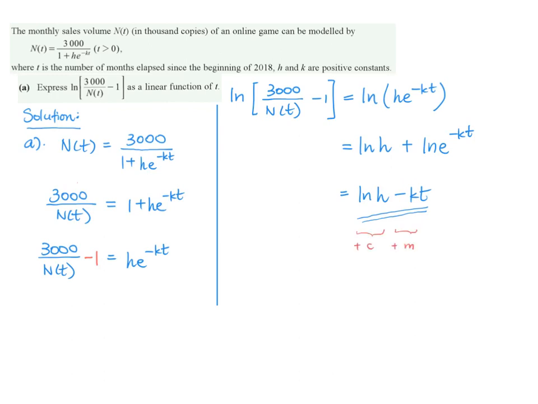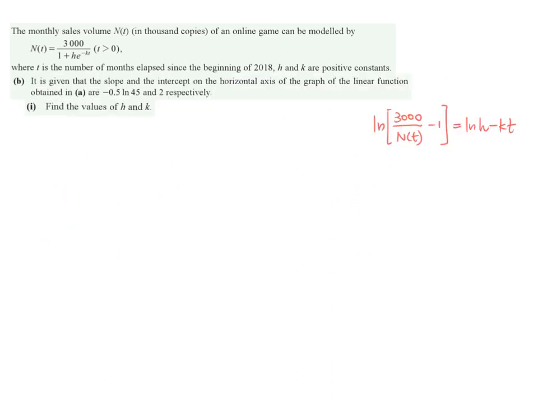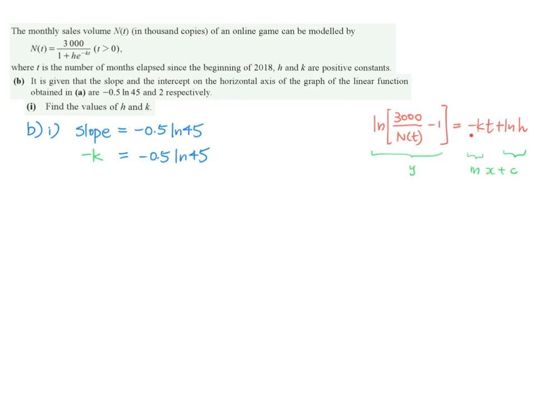And this is a linear function of t because it's analogous to mx plus c. So now after we've done the transformation, because it's linear, we have a straight line, and the slope would be this, and the horizontal intercept, not the vertical intercept, is 2. So how do you find h and k? If you recognize this as the linear form, and the slope equals -0.5 ln 45, so -k actually equals that, which gives you this k.